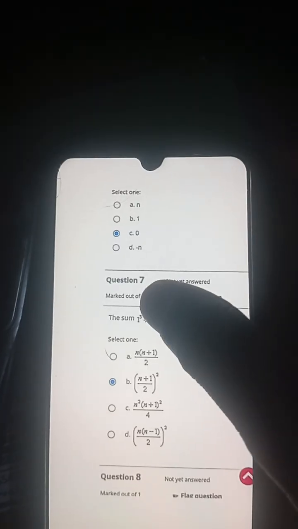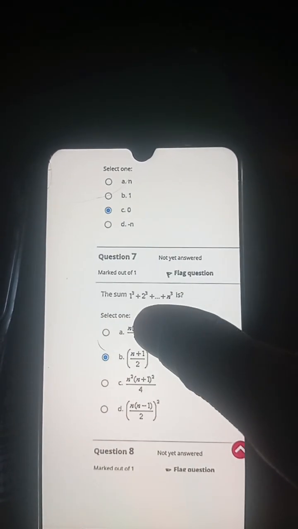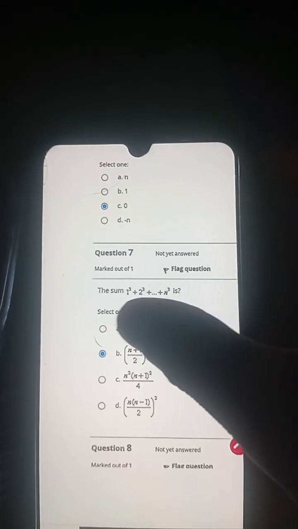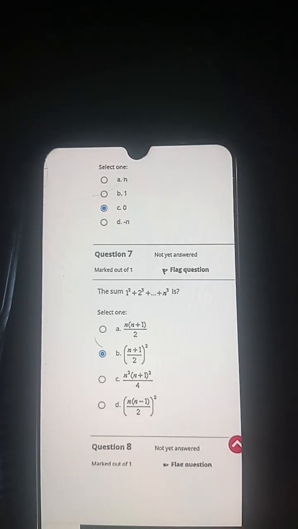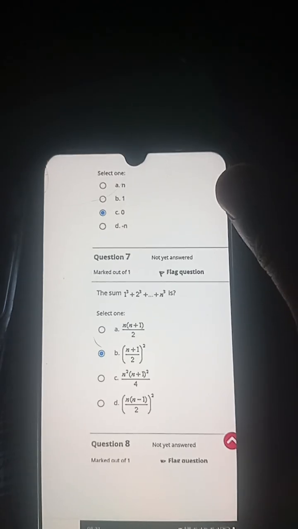So you just substitute. So 1 cube plus 8 is 9. So you come here, you put 2, you start with 1, substitute it, then move to 2, then just do substitution, you get it.